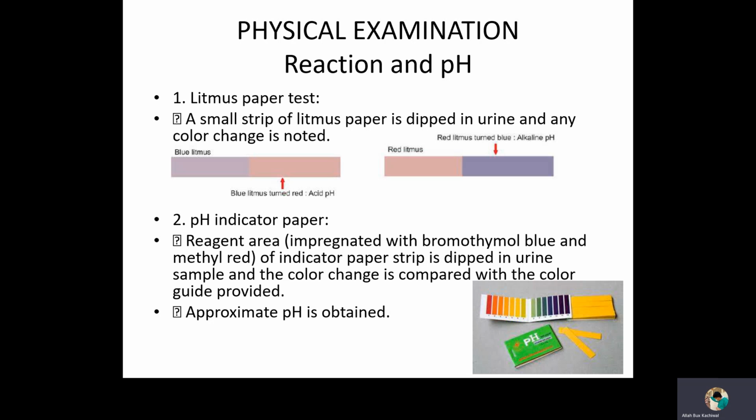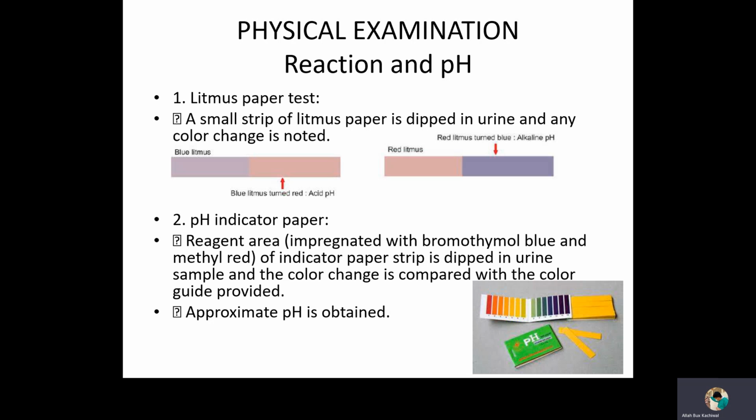For litmus paper, a small strip of red and blue litmus paper is dipped in the urine and any color change is noted. The pH indicator paper is impregnated with the reagents bromothymol blue and methyl red. An indicator paper strip is dipped in the urine sample and the color change is compared with the color guide provided, so that the approximate pH is obtained.